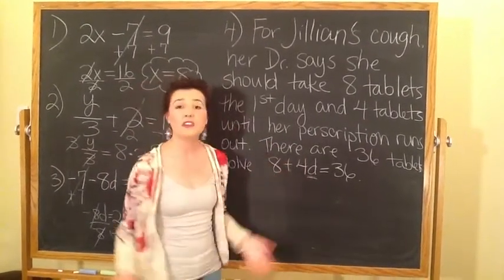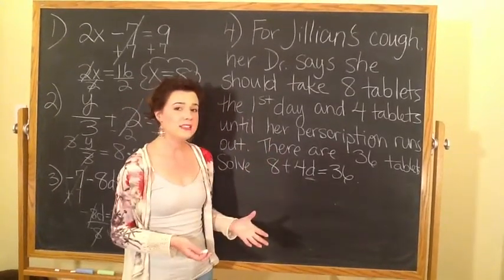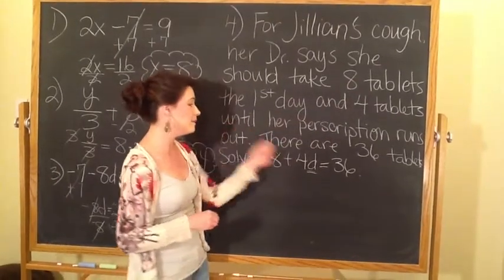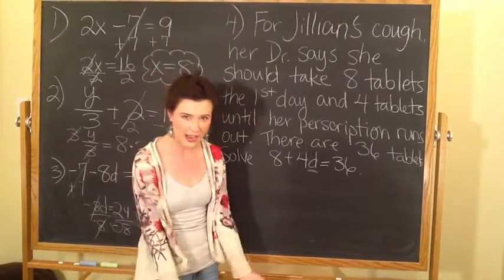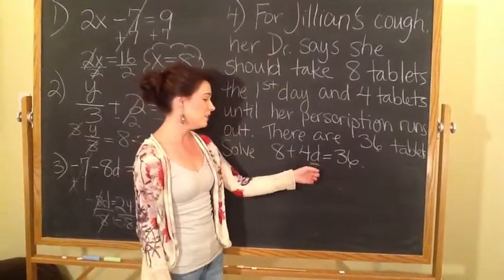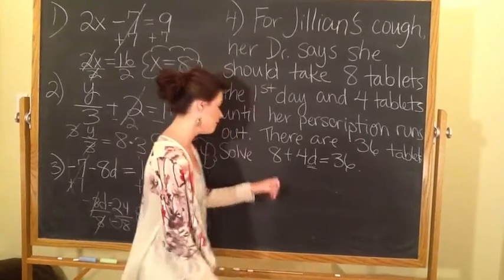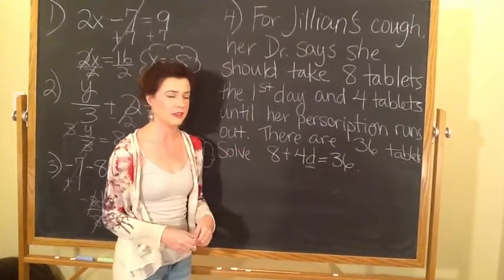It doesn't say 15 days or 10 days or anything like that. So we don't know how many days, so we're going to have to make it a variable. So 4 times however many days, because she's going to be taking 4 tablets each day. So depending on how many days she has, we'll multiply that by 4 and we'll figure out how many tablets she's taking. So now that we have the equation, we can solve for that missing number.